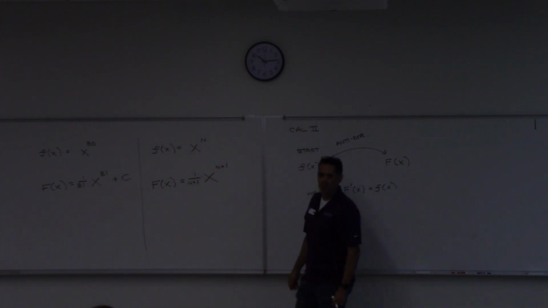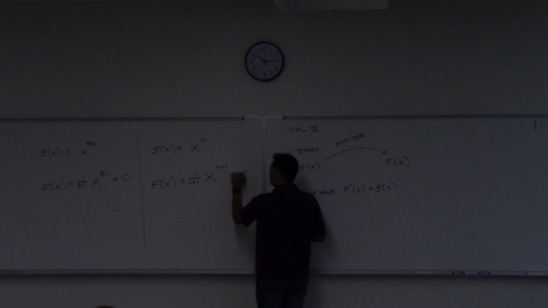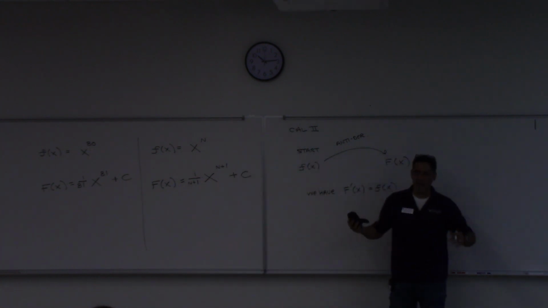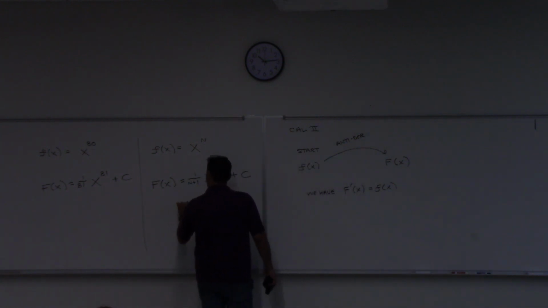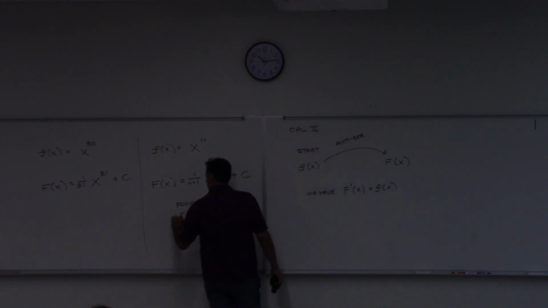n, I'm missing just one thing, plus c, and that will take care of all of the possible answers. And this rule right here has a name. This formula has a name. This is called the power rule for antiderivatives.